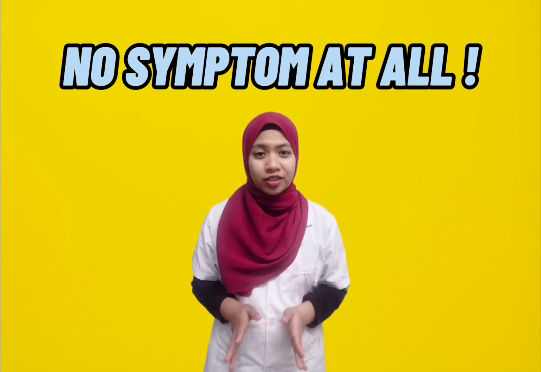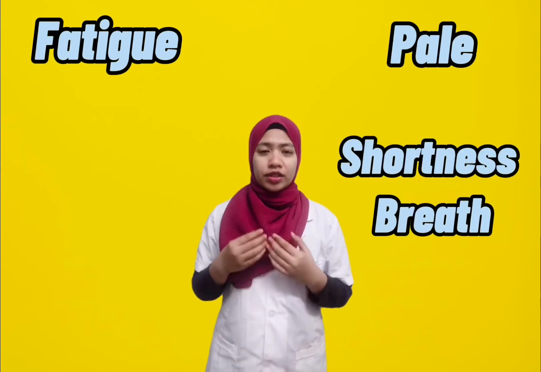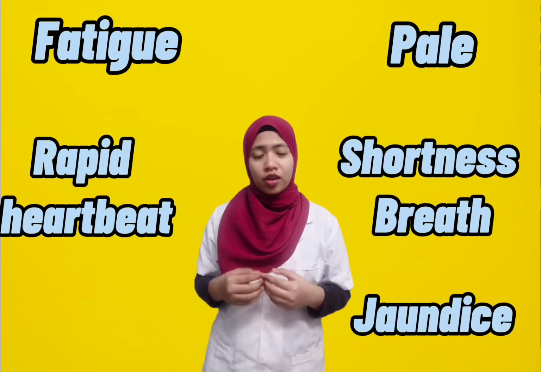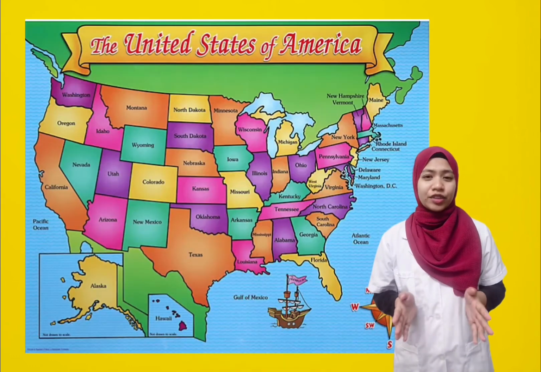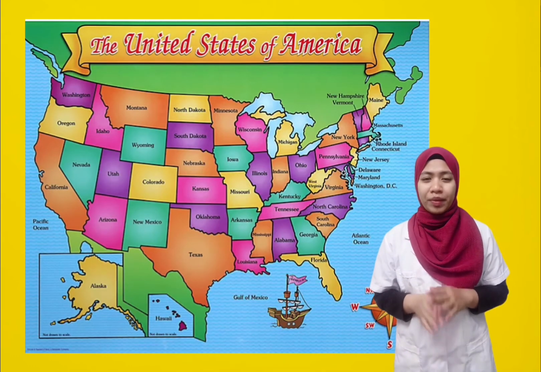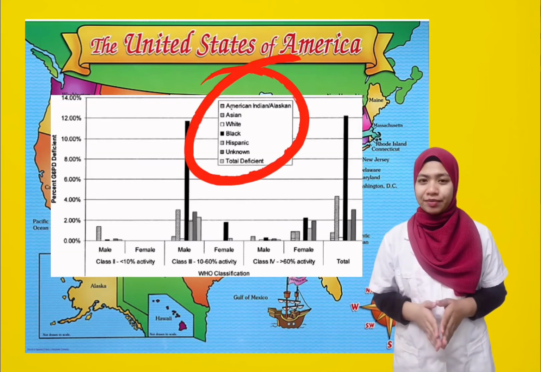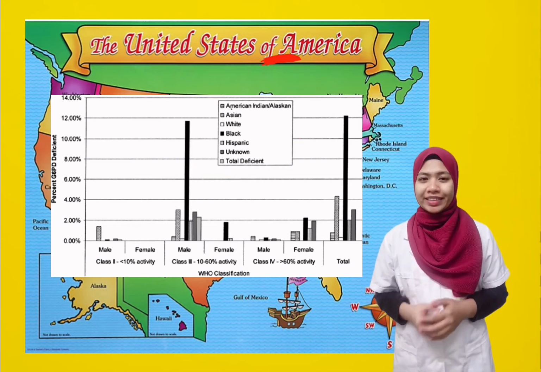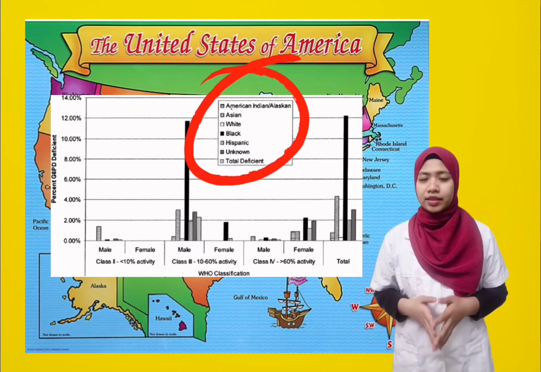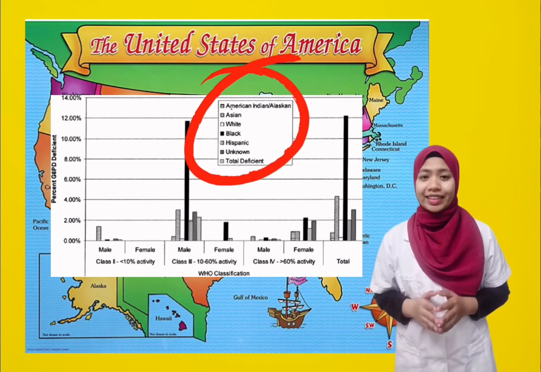The severity of symptoms associated with G6PD deficiency varies greatly from case to case, depending upon the form of the disorder that is present, and some people have no symptoms at all. When symptoms are present, they may include fatigue, pale color, shortness of breath, rapid heartbeat, jaundice or yellow skin color. In the United States, G6PD deficiency is found mainly in African Americans. About 10% to 15% of the population is affected. Also, those of Mediterranean descent, Italians, Greeks, and Sephardic Jews are at risk for the genetic defect.